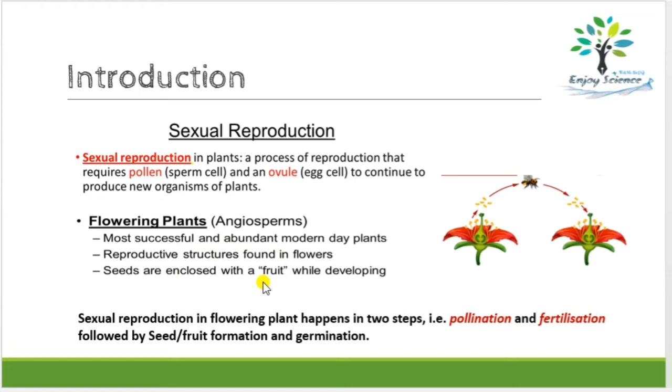Sexual reproduction in flowering plants happens in two steps, that is pollination and fertilization. These are the two important steps you need to remember in the process of sexual reproduction in flowering plants: pollination and fertilization. These processes are followed by seed or fruit formation and germination.